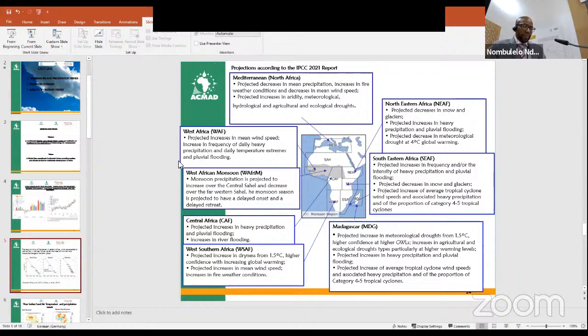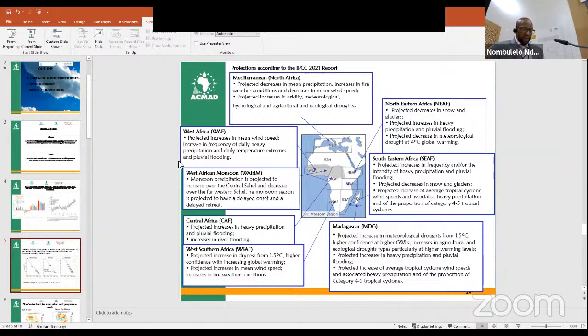fluvial flooding. We are expecting a decrease in snow, an increase in average tropical cyclone wind speed and associated heavy precipitation, and the proportion of category 4 to 5 tropical cyclones.